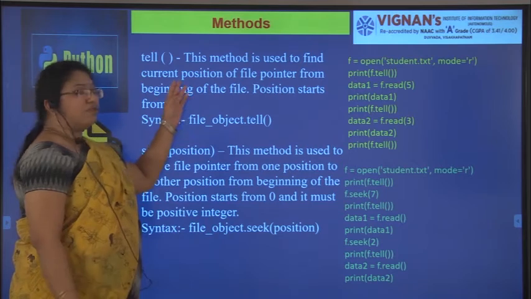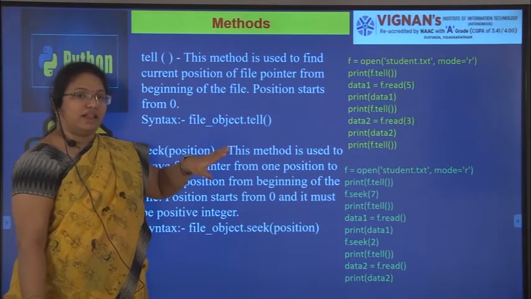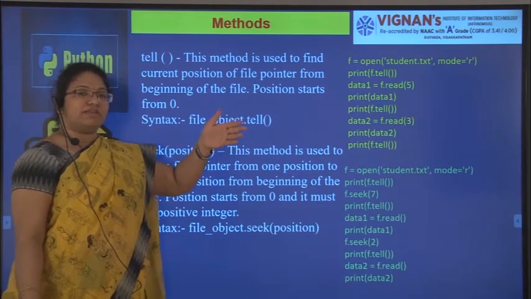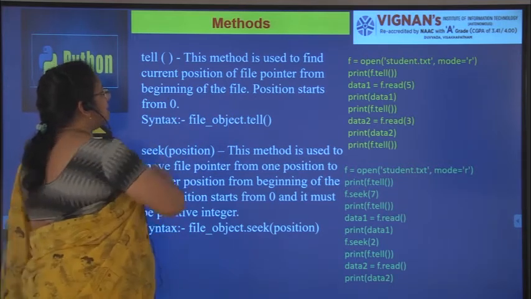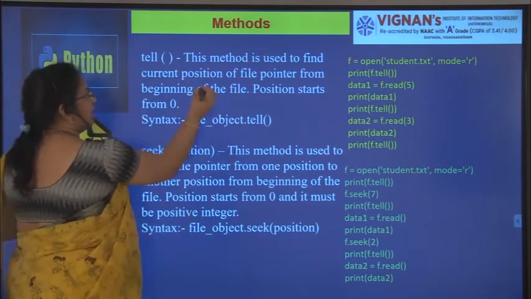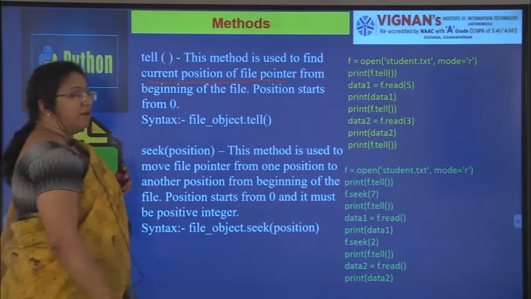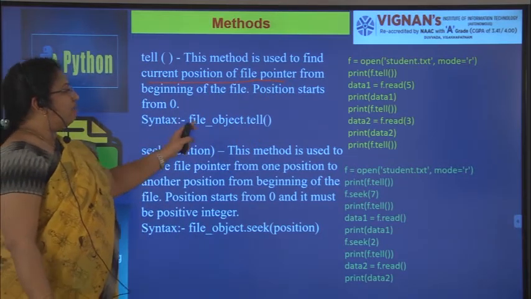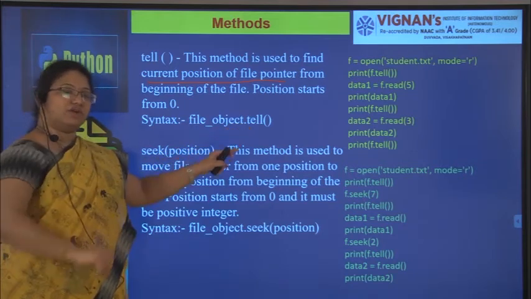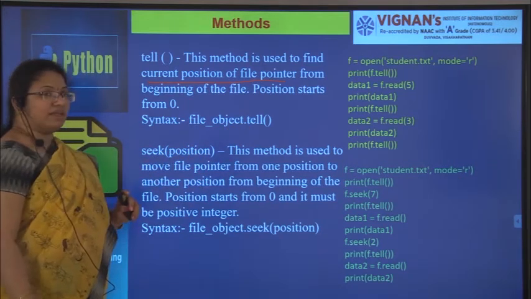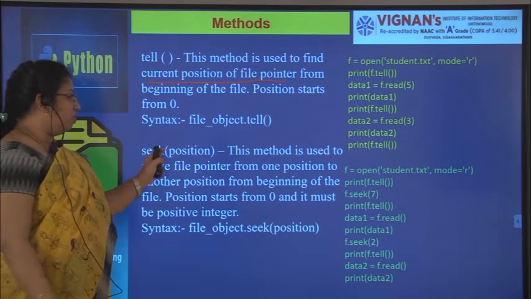The other methods that you have are the tell method and the seek method. The tell method is used to find the current position of the file pointer. What it tells you is where the file pointer is present. It returns the current position of the file pointer from the beginning. So if you write fileobject.tell, it is going to return the position in the file. The seek method is what you use if you want to move from one position to another.